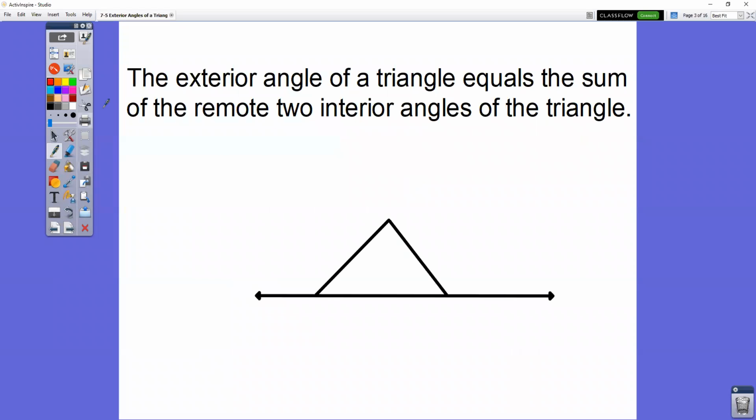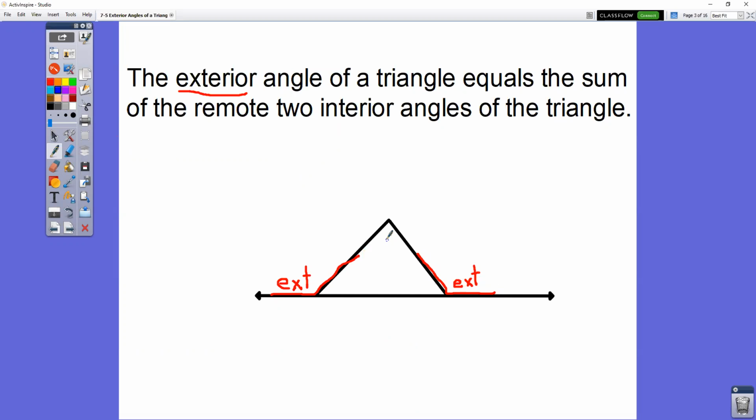So what does the word exterior mean? All right, exterior means outside. When we take a look at this triangle, this is an exterior angle out here. All right, this angle right there, that is an exterior angle because it's outside of the triangle. Same thing on this side. This angle right here, this is also an exterior angle because it's outside of the triangle.